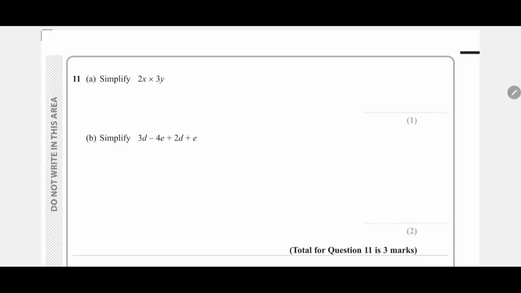Question 11a says, simplify 2x multiplied by 3y. Well, we can multiply the numbers together. So 2 times 3 gives us 6. And then we have an x and a y. So our answer is 6xy.